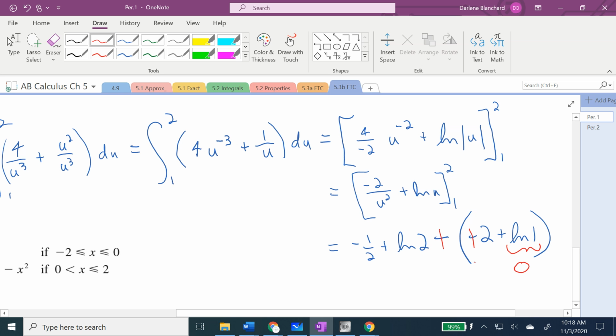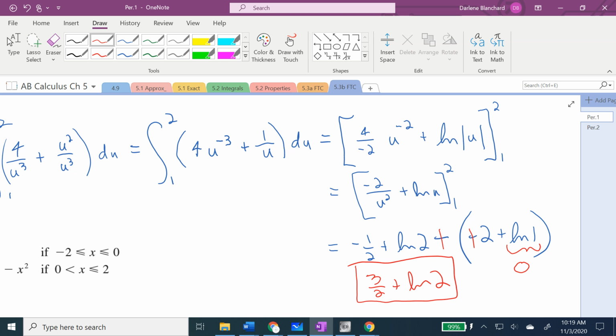So then I wind up getting negative 1/2 plus natural log of 2 plus 2. So 3/2 plus natural log 2. And then you're done. That's all you're expected to do. Now, the next problem I have set up for you is actually on your homework, so I'm only going to take you a little bit through it.